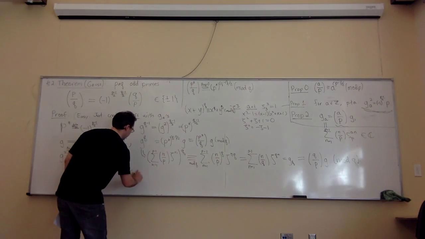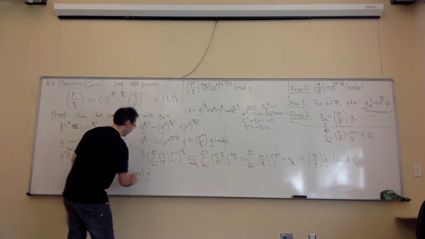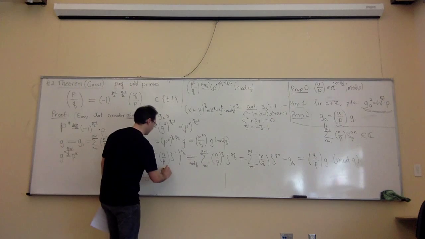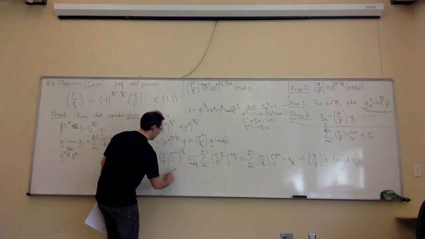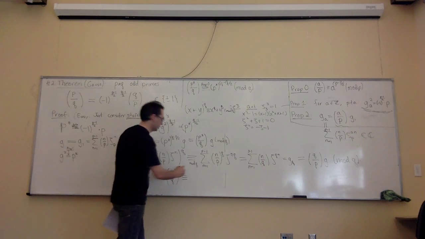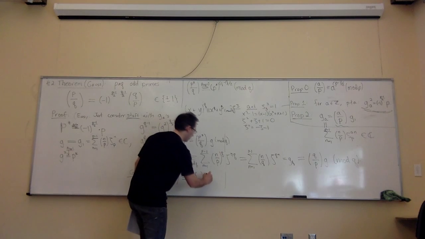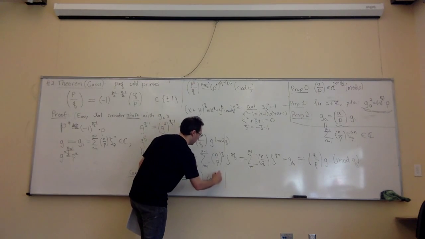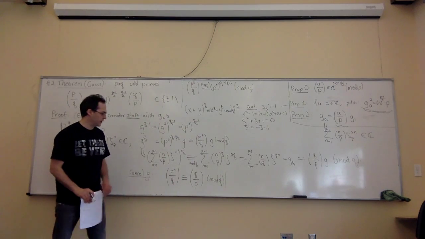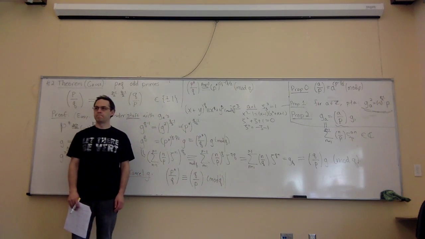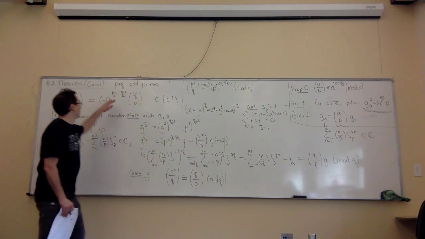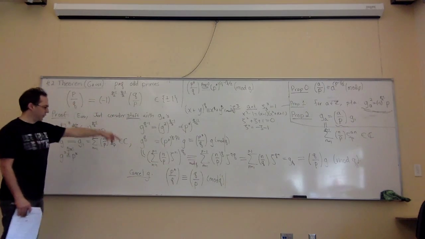So if you cancel g, just summarizing this, you get (p star on q) is congruent to (q on p) mod q. And now either we've made a mistake or we've just nailed it and we just need to unwind some definitions. Okay? So we want this statement up here, and we have this.